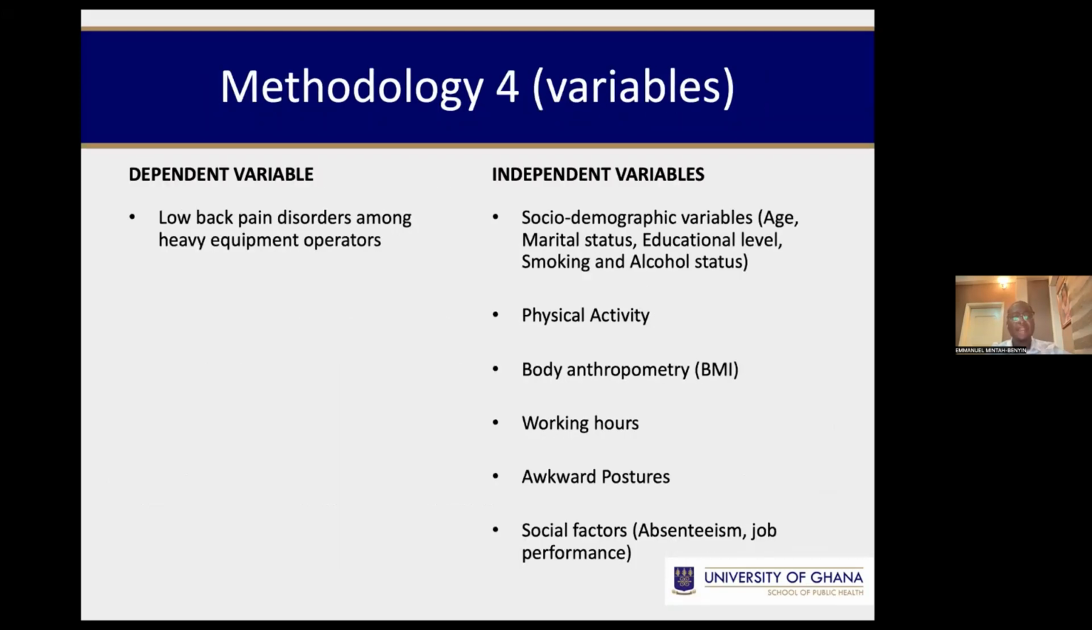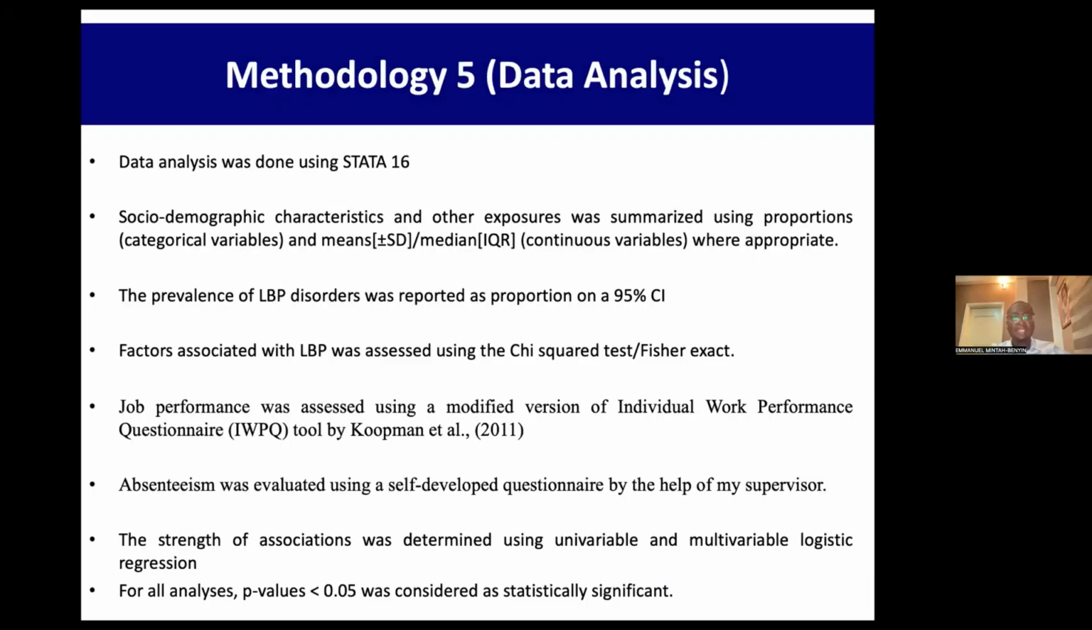The dependent variable was low back pain. And these are my independent variables: physical activity, BMI, working hours, awkward posture, and some social factors. The data was analyzed using Stata 16. Socio-demographic characteristics and other exposures were summarized using proportions, and means and medians for continuous variables where appropriate. The prevalence of low back pain was reported as a proportion with 95% confidence interval. Factors associated with low back pain were assessed using chi-square test or Fisher's exact.